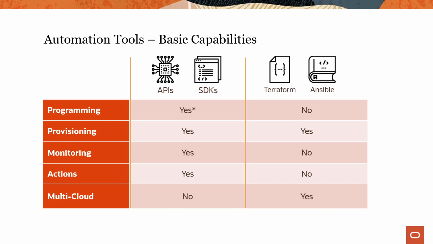Both of these, or all of these toolkits, allow you to do provisioning, whereas Terraform and Ansible will do things like multi-cloud compatibility, and the APIs and SDKs can introduce or facilitate things like custom monitoring and custom actions to interact programmatically with your resources in the cloud.